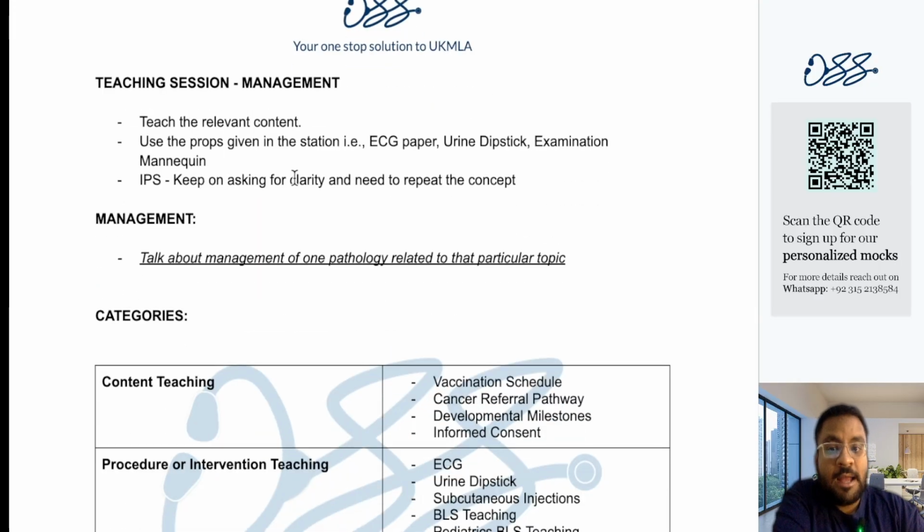Okay. Now comes the management. Okay, what you need to do in order to score high in the management. So number one, you need to teach the relevant content. Okay, and you need to use the props that are given in the station. Okay, that will also help you in the management pointers as well. That okay, you know how to utilize the study materials, and you know how to utilize the additional materials that are provided to you. Okay, so that will help you get some marks in the management as well, along with the data gathering.